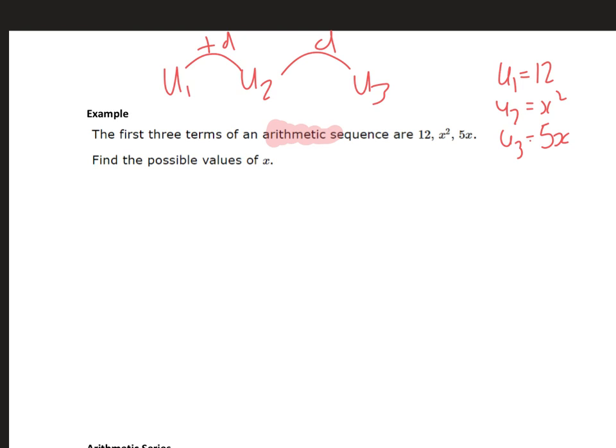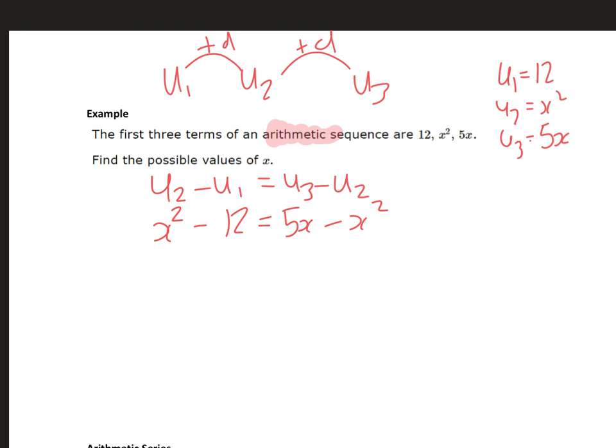How would I get the difference from U1 to U2? I would do U2 take away U1. And how do I get the difference between U3 and U2? I would do U3 take away U2. And that must be equal, because the common difference is equal each time. So if I sub in what U1, U2, and U3 are, U2 is x squared, take away U1 is 12, equals U3 is 5x, take away U2 is x squared.